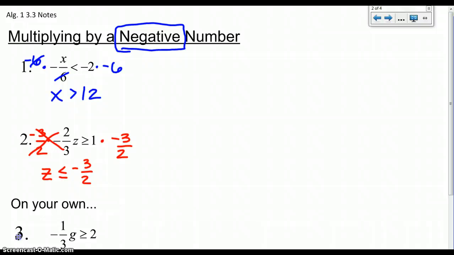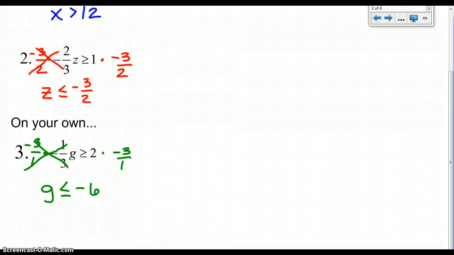So I want you guys to pause this right now and try number 3 on your own, and then we'll make sure we got the same answer. Okay, I'm back, and you can see what I did. To get g by itself, we needed to times by the reciprocal of negative 1 over 3, so that is negative 3 over 1. So we times both sides by negative 3 over 1, and so we get g, and then we times by a negative, so we had to switch the inequality, so it's g is less than or equal to, and then 2 times negative 3 is negative 6.